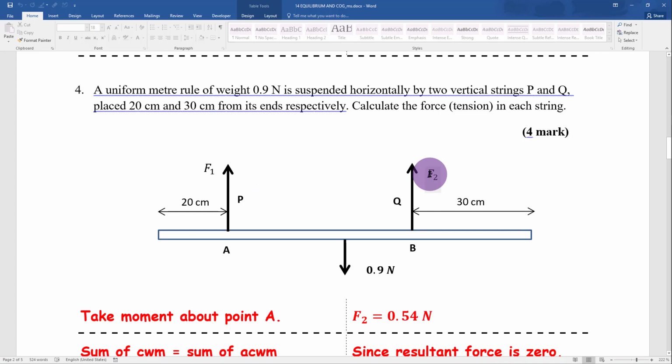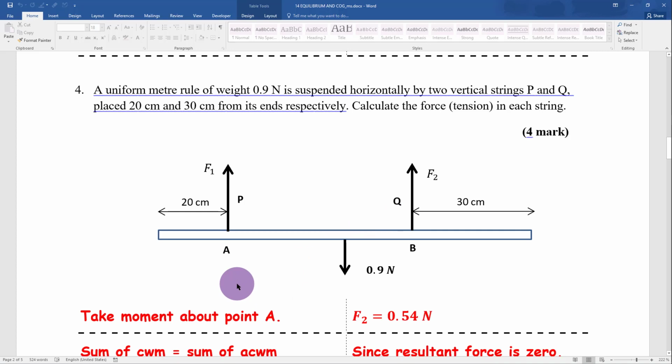So the strings are given as P and Q, and the tensions in each one of them are F1 and F2 respectively. Again, I realize that since this is a uniform meter rule, the 50 centimeter mark is where we mark the weight. From the 0 centimeter mark, this must be the 50 centimeter mark. That means that from point A all the way to the line of action of the weight, it should be 30 centimeters. And similarly, from here to here, it should be 50 centimeters, which means this one is going to be 20 centimeters. So this one is 30 and this one is 20.